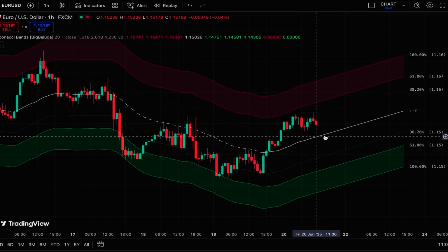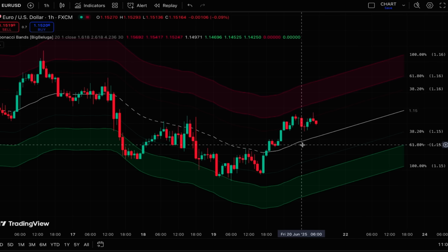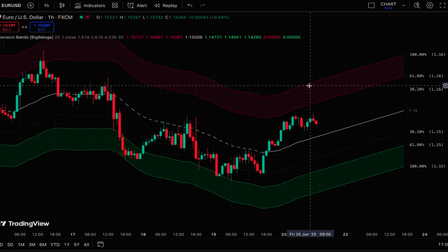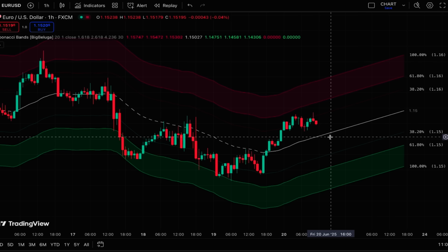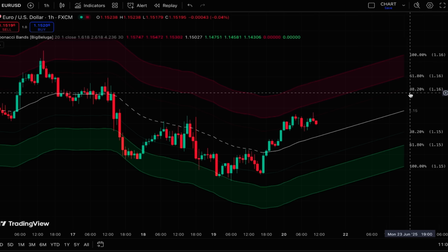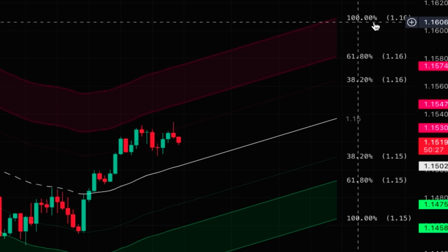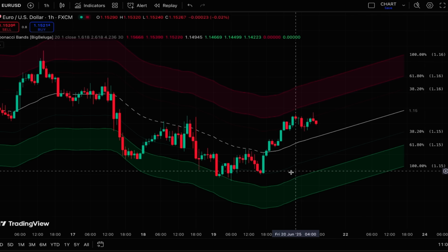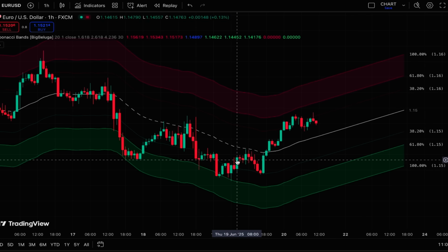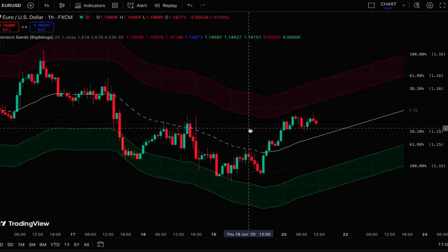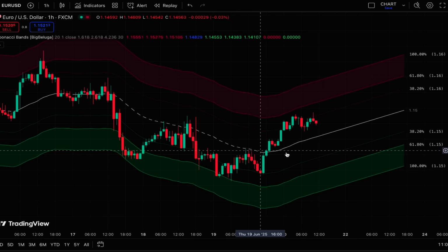We have a middle line here, which is a smoothed moving average with length of 20, and then we have these bands which are placed above and below this middle line, and they are based on Fibonacci ratios 38.2%, 61.8%, and 100%. These Fibonacci bands act as a support and resistance level. You can consider them as dynamic support and resistance levels that are placed around a smoothed moving average line.